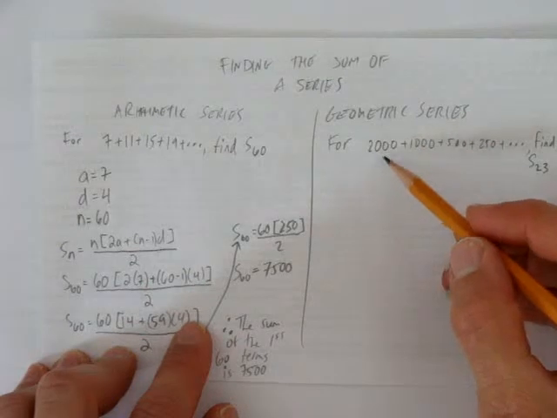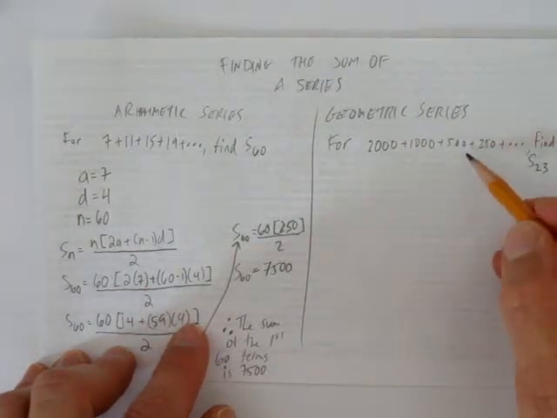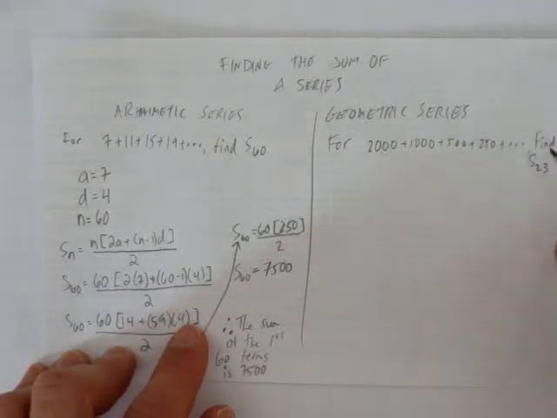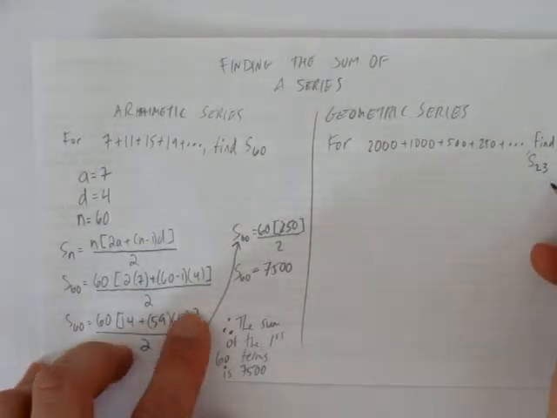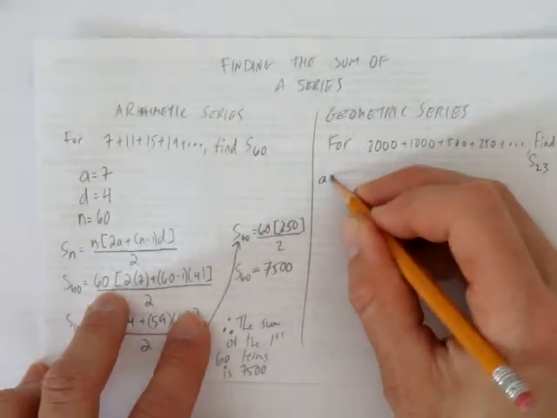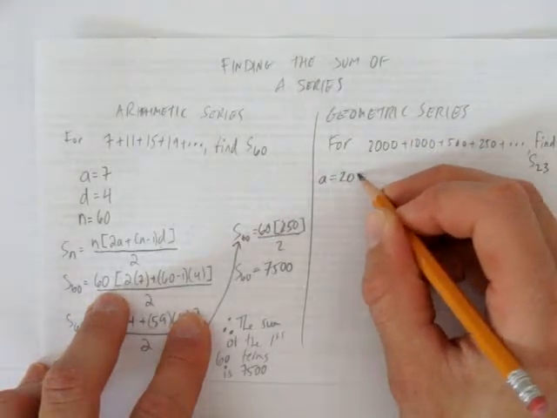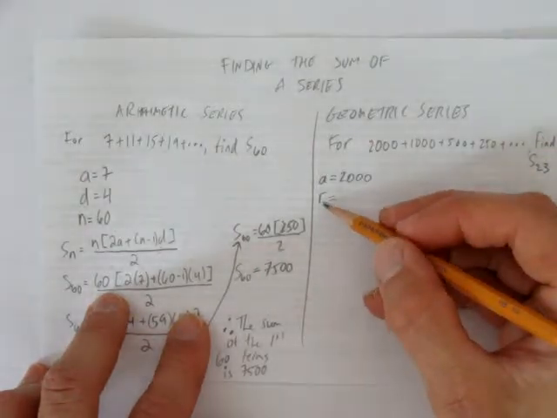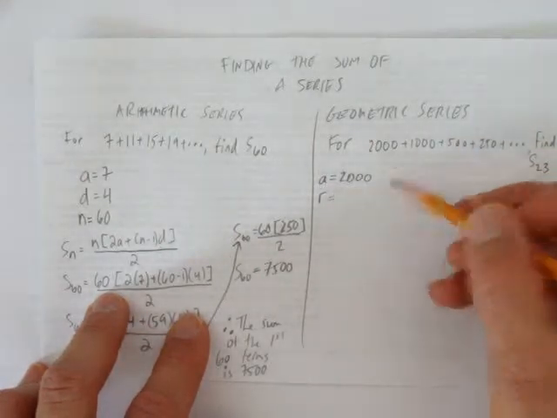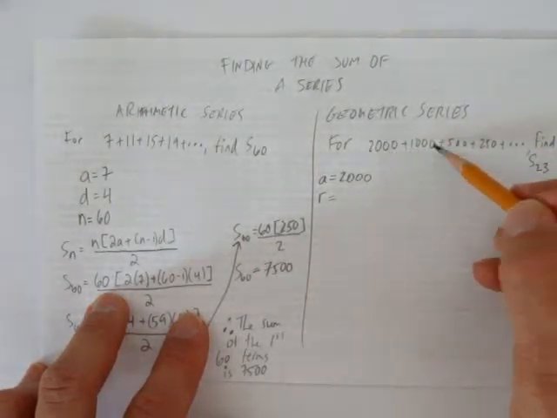This series is 2,000 plus 1,000 plus 500 plus 250 and so on forever. Let's find the sum of the first 23 terms. Like before, we want to start with what we know. We know the starting number a is 2,000, and it's geometric, so we're looking for r, in this case the ratio, or the multiple from one number to another.